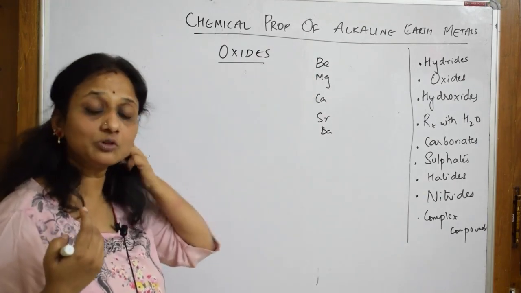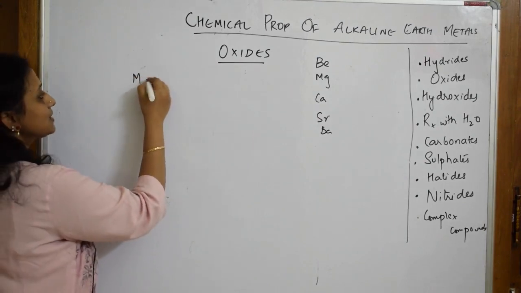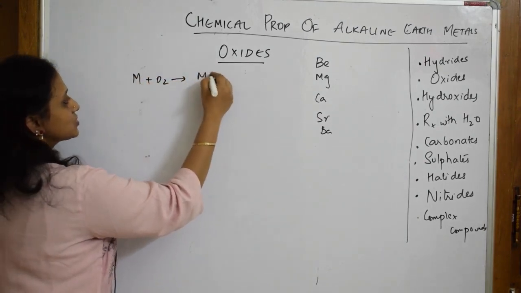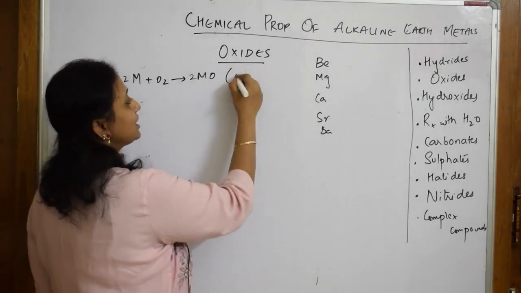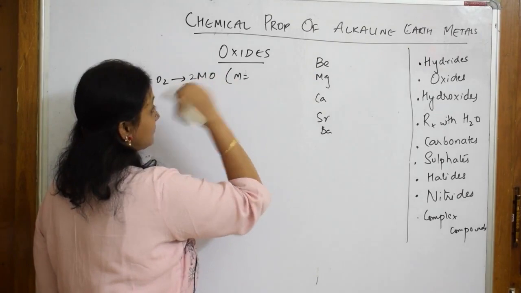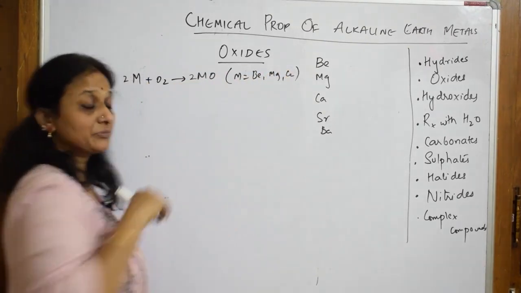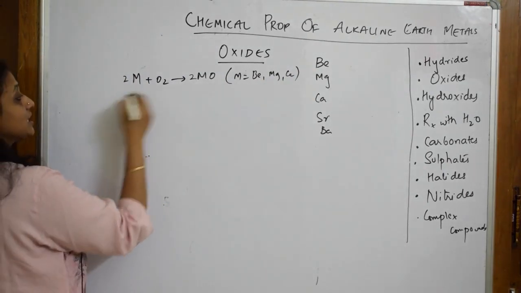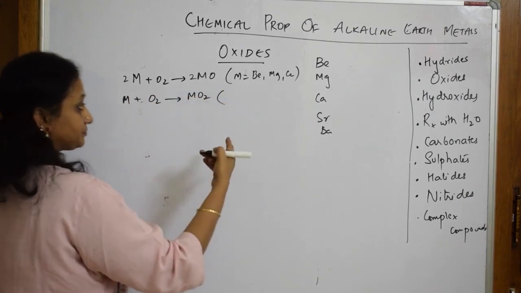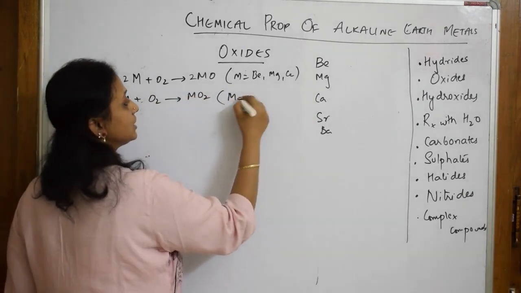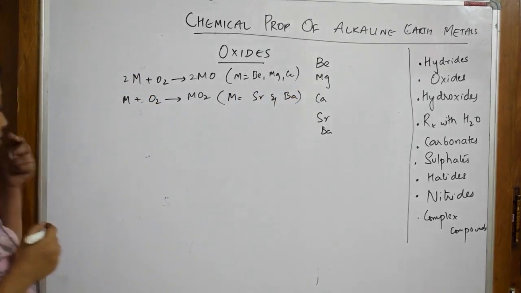Now when I have to speak about the oxides of these, they form 2 types of oxides. Metal plus oxygen giving me metal oxide, MO. This is one type. The metal can be beryllium, magnesium, calcium, right? The second type is again metal plus oxygen giving me MO2. Here, strontium and barium are going to form this type of oxides.